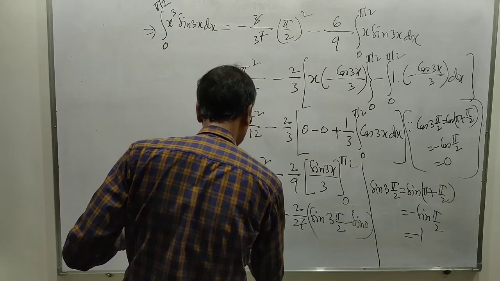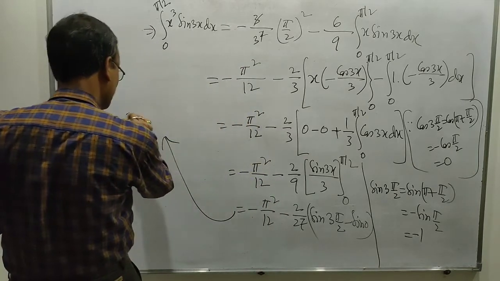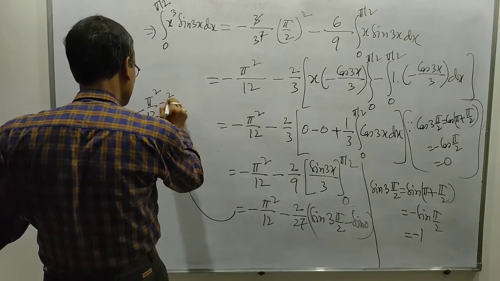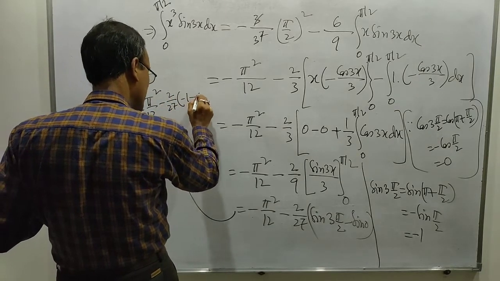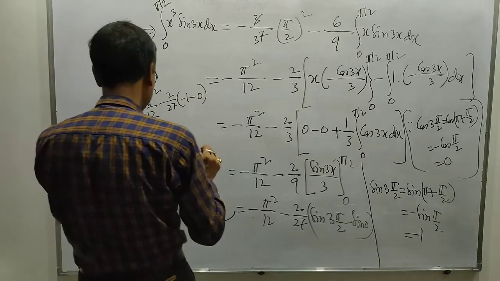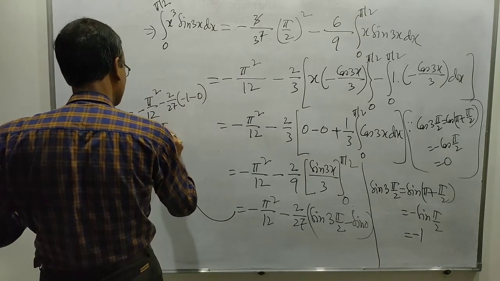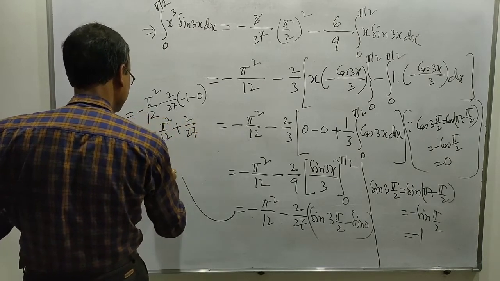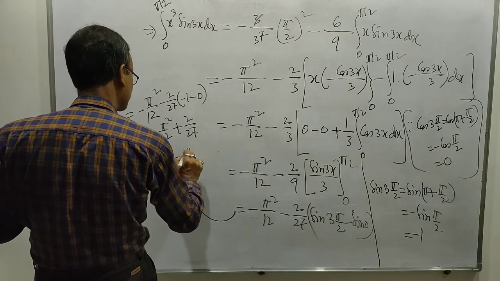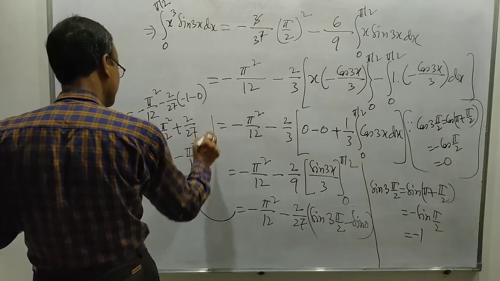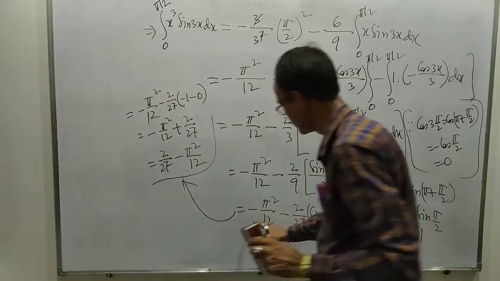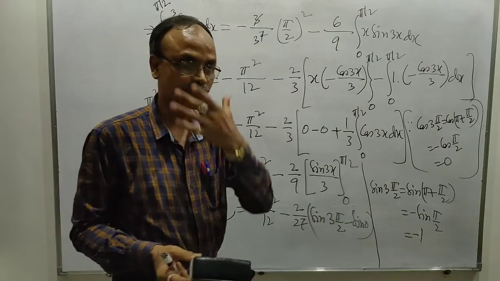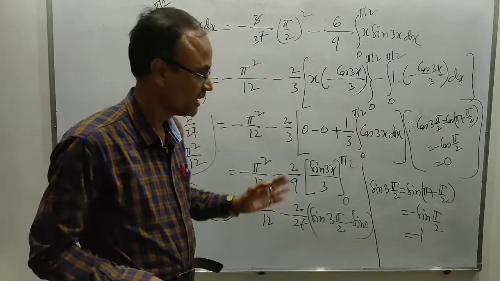Therefore, I am writing here, this is equal to minus pi square by 12, minus 2 by 27 times (minus 1 minus 0), which is equal to minus pi square by 12 plus 2 by 27. This is equal to 2 by 27 minus pi square divided by 12. This is the answer.